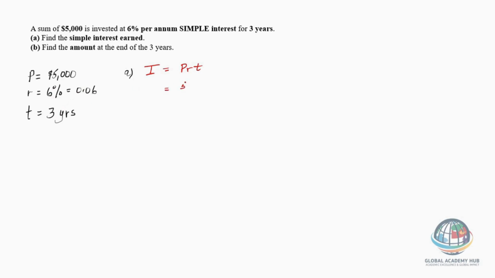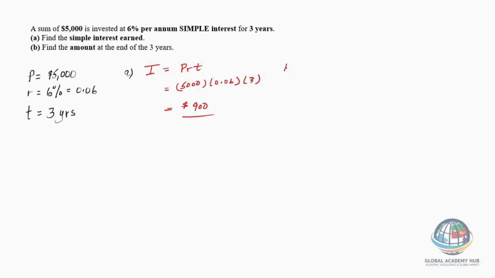So that's going to be 5,000. That's P. R is 0.06. And T is 3. And when you do this, you're going to end up with 900. So your interest here is 900.